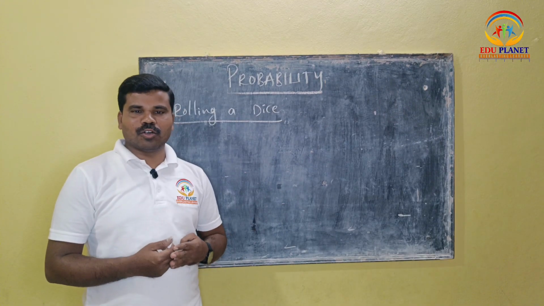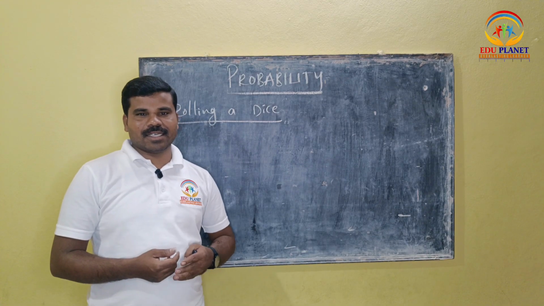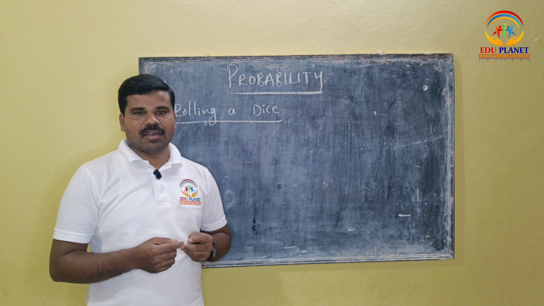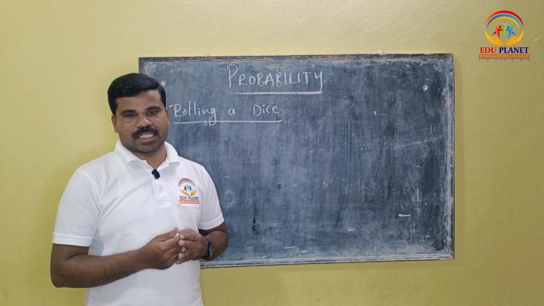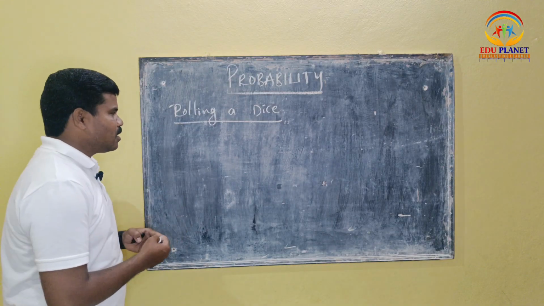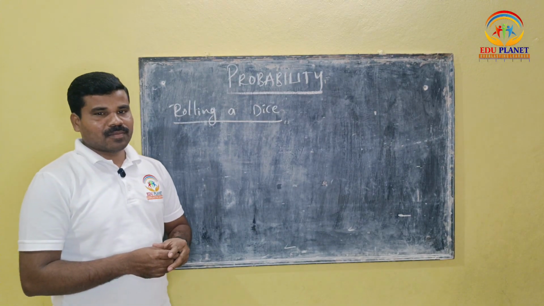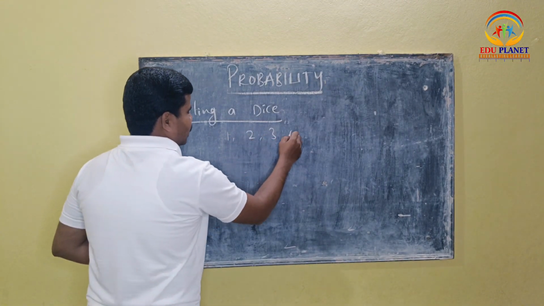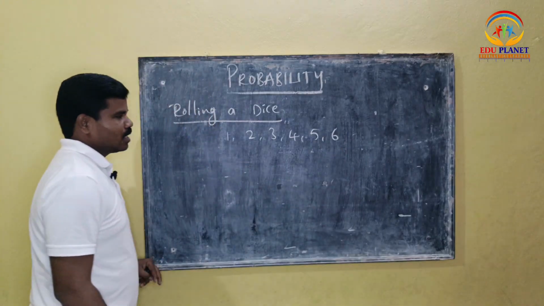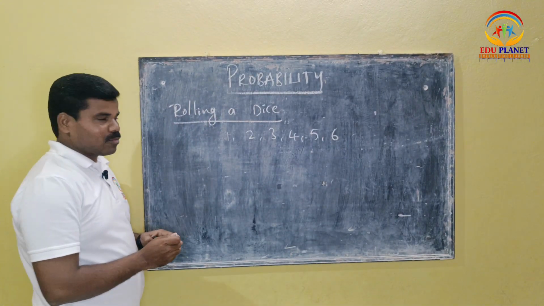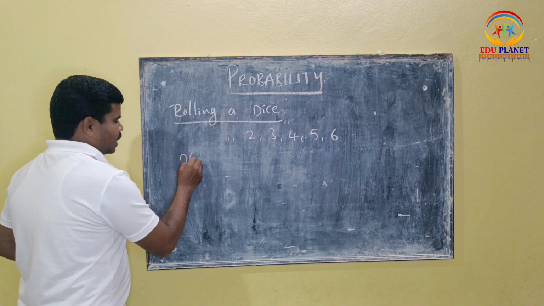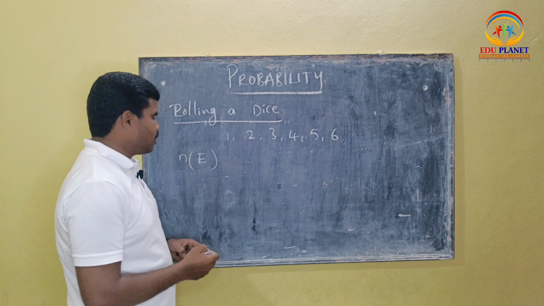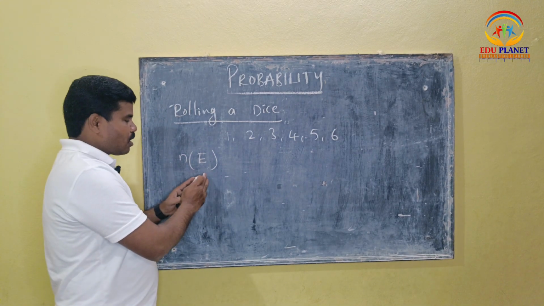Mostly every one of us knows about dice. A dice is a cube and it has 6 faces. Each face has one specific number from 1 to 6. When I roll a dice, in total how many chances, or outcomes, am I going to get? Those are 1 or 2 or 3 or 4 or 5 or 6. It means a total of 6 chances. This can be written as n of E. n of E is nothing but the number of outcomes of an event.